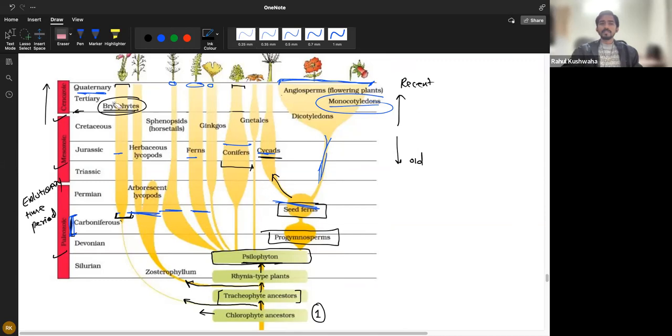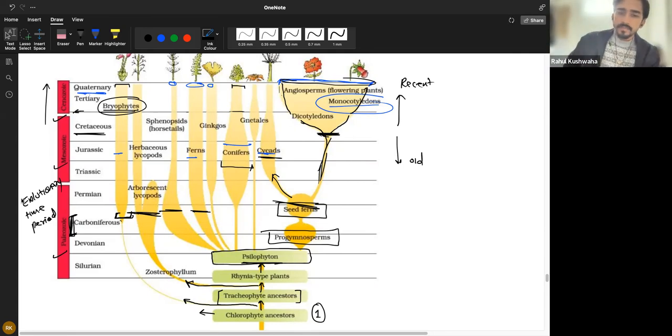And only after the Cretaceous period, where dinosaurs went extinct, it's called KT extinction. After dinosaurs were gone, around the Cretaceous period, a sudden boom in the angiosperm population started, and now they are the widest branch, which means the most diverse plant type on the planet.